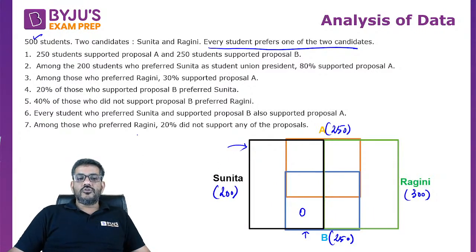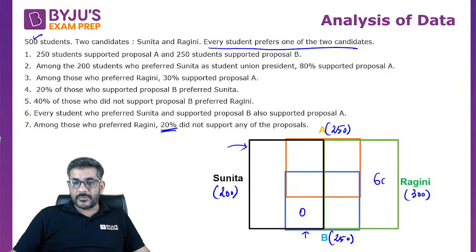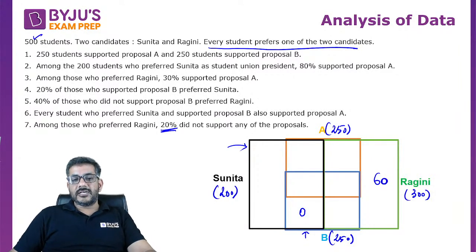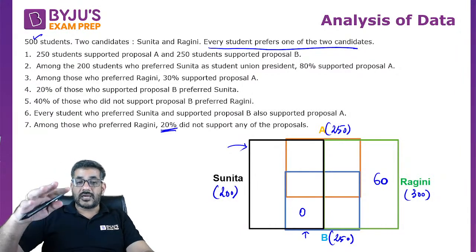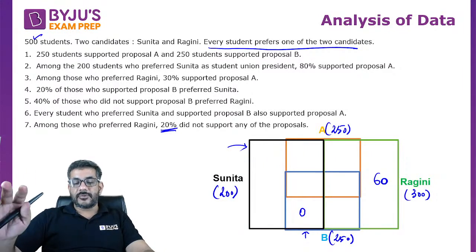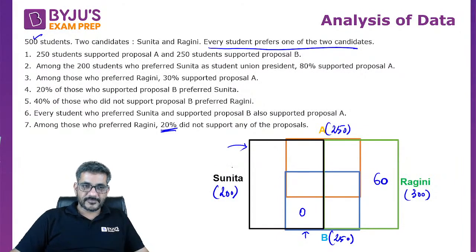Next, among those who preferred Ragini, that means among the green boxes, 20% did not support any of the proposals. So 20% of 300 is 60. 60 people did not support any proposal. Can I say this area is 60? So among the people who support Ragini, in the green box, 20% did not support any proposal. This means the right-hand area is 60.